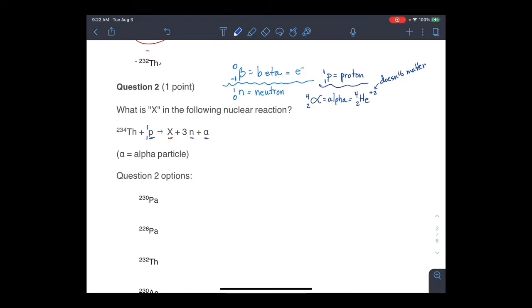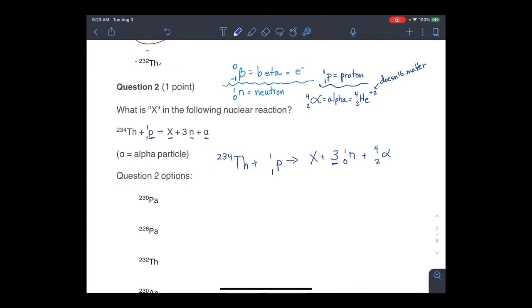All right, so let's do this one. Here we go. 234 thorium. Let me write it out here so I've got a little bit more room. Plus a proton 1 and 1 gives me an X. This is what I'm trying to find. Plus 3 neutrons. Neutrons are 1 and 0, plus an alpha, which is 4 and 2. You do have to worry about coefficients. Coefficients act just like they do in chemical reactions. That means I have 3 neutrons.